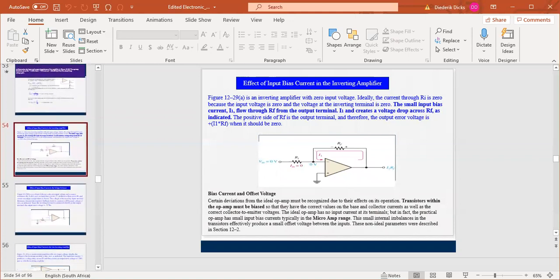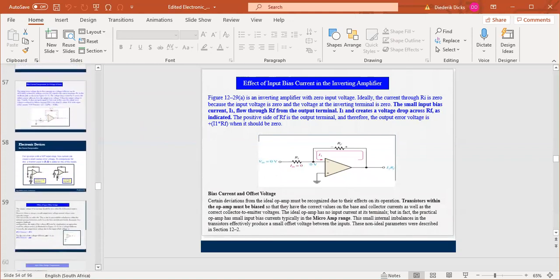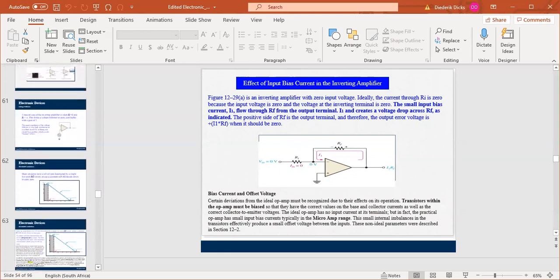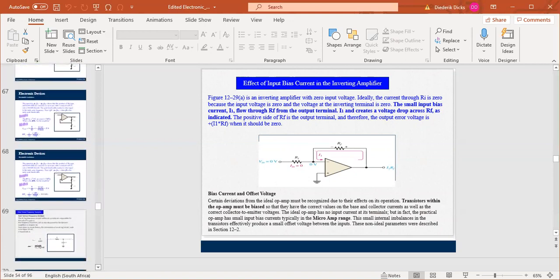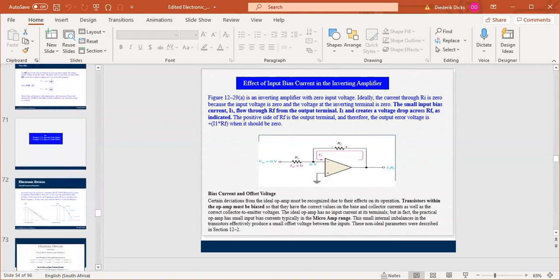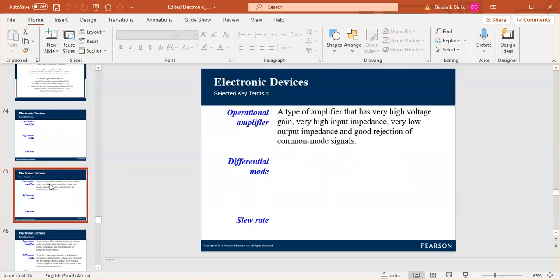The rest of the slides you can go through by yourself. I think the next one I want to refer to is slide number 75. Slide number 75 is again a quick recap.